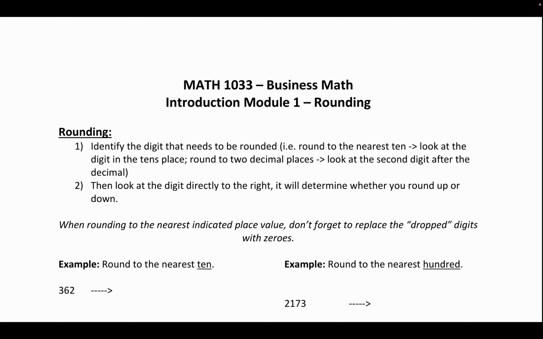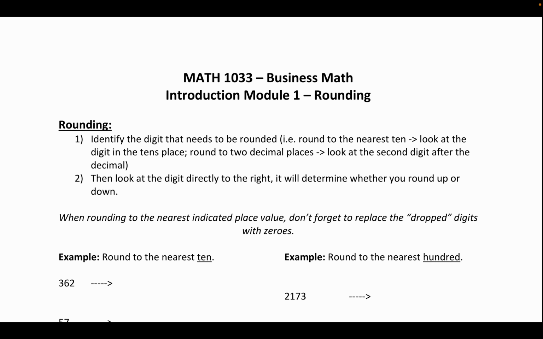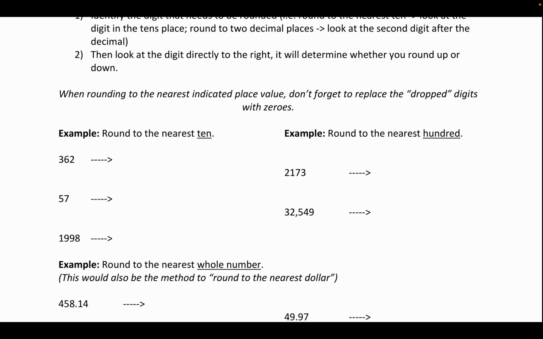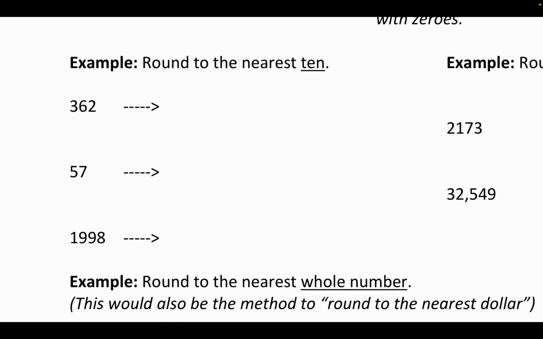We'll do lots of practicing. We're going to start out with rounding to the nearest 10 and rounding to the nearest 100. When we're rounding to these place values, we have to remember to replace our dropped digits with zeros. Let me show you what that means. We're going to start out with rounding to the nearest 10. Our first example, 362.